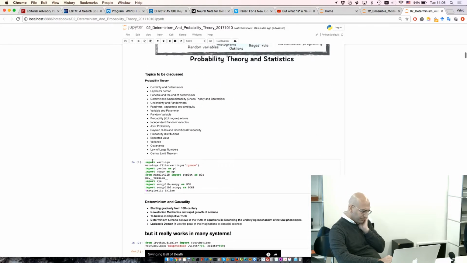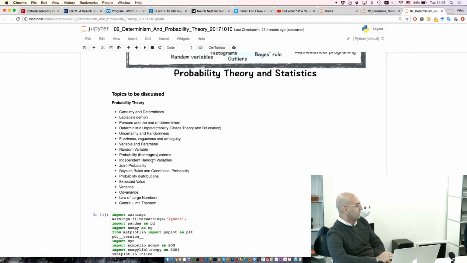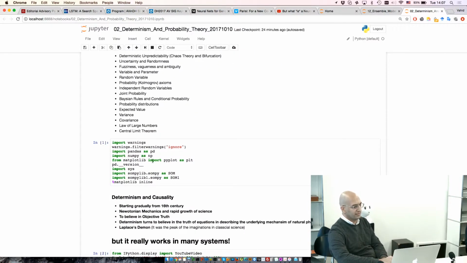And for that, is it too small? Okay. I would like to start with the ideas of determinism and certainty, and then we will talk about keywords like Laplace's demon, Poincaré, determinism, and deterministic unpredictability. Then we go to probability theory and statistics, and at the end I will try to show what, in my opinion, are the limits and the benefits of each of them. But I think you need to know these terms, or maybe later you realize that it was not necessary.